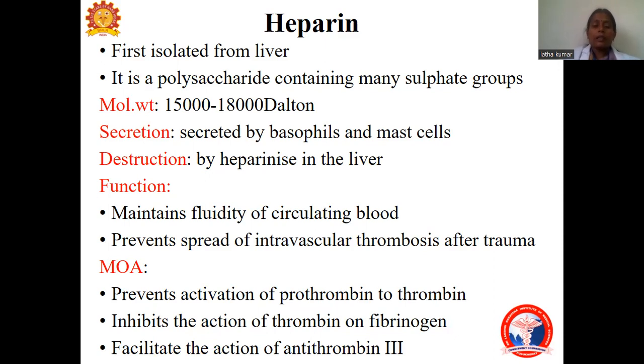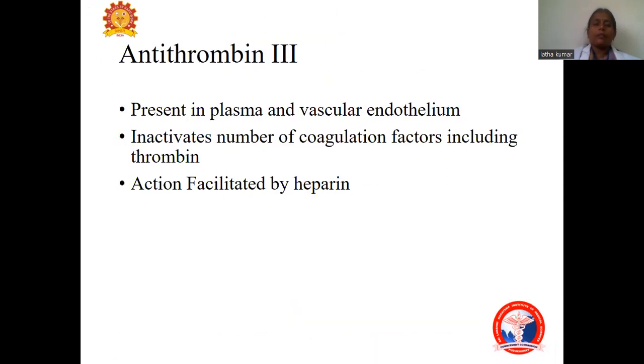And third, it facilitates the action of antithrombin 3. Antithrombin is one of the anti-clotting factors. It is present in the plasma and vascular endothelium. It inactivates a number of coagulation factors, including thrombin. The action is facilitated by heparin.